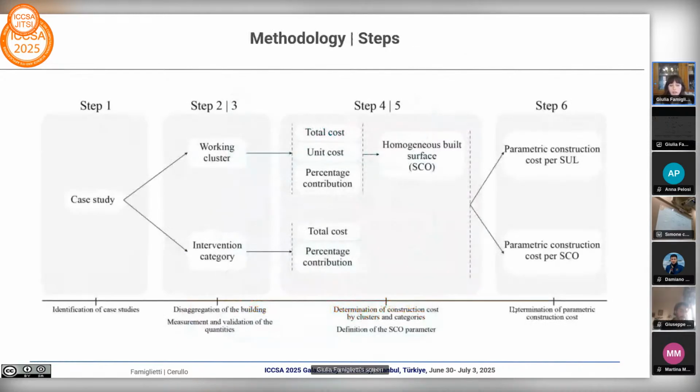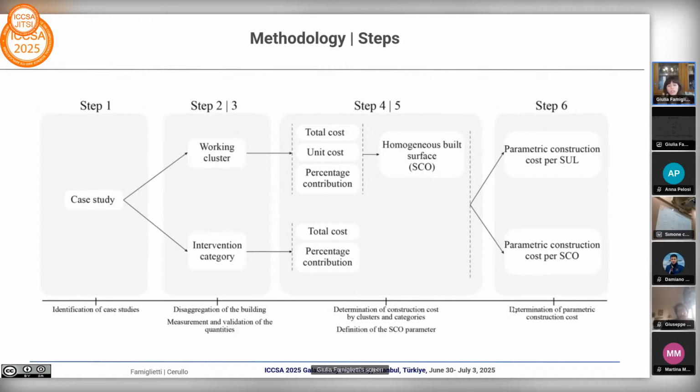Here you can see a conceptual workflow of the methodology phases. So starting from an analytical study of the final execution level project tables and estimated metric calculation of the endorsed case studies. For each case study was carried out the disaggregation of the working clusters that contribute to defining the project, and also were defined the intervention categories. Then were made measurements and validations of the quantities for each category according to the working cluster to which it belongs.